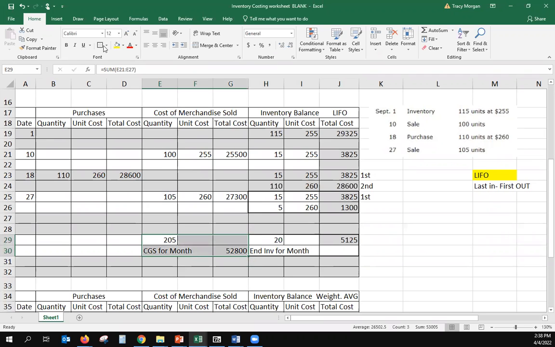Okay, so let me box that in. Next, I'm going to record an inventory costing system for the weighted average method, and that will be on our next video.